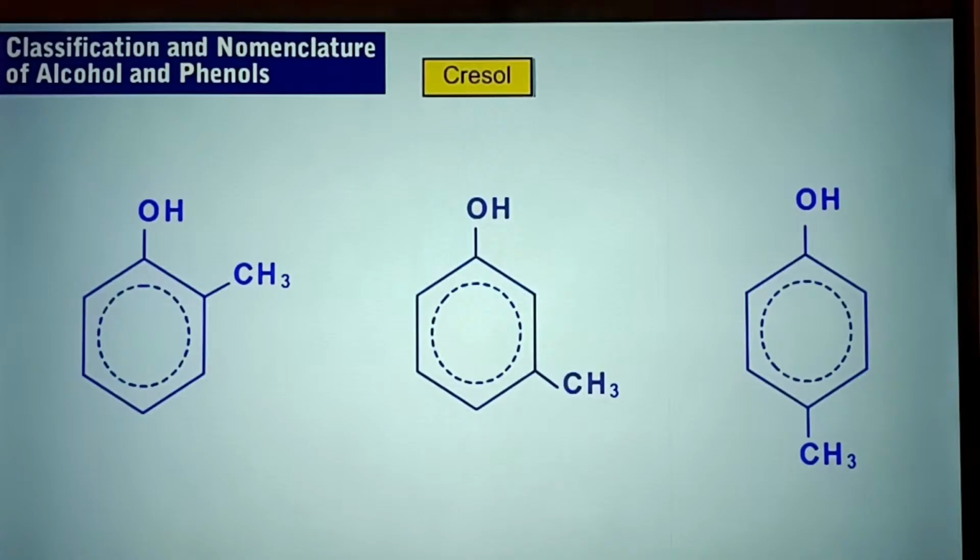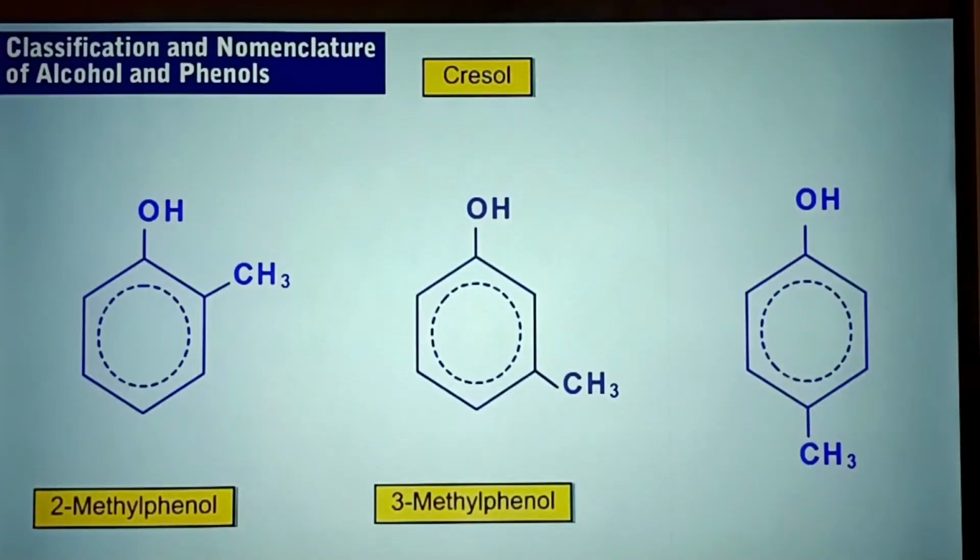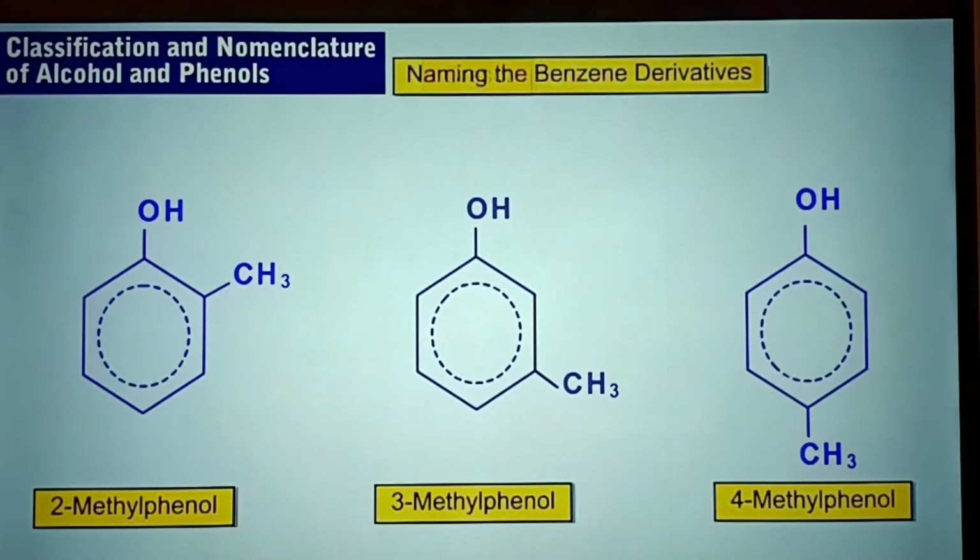Cresol is the name for toluene molecules that have 1 hydroxyl group in addition to the methyl group. There are actually 3 isomers for cresol. The isomers for cresol can be named as phenol derivatives: 2-methylphenol, 3-methylphenol, and 4-methylphenol. We can also introduce the use of the prefixes ortho, meta, and para to name benzene derivatives.